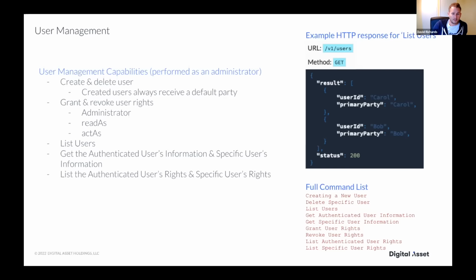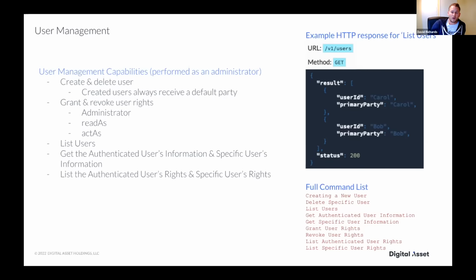Administrators of the participant can grant and revoke rights to users. Rights consist of one of three things, or all three. They can be made an administrator, so that user can then go on and change the rights of others, and they can have an act as and read as party assigned to them. Also, I believe there's a maximum of around 1,000 act as and read as parties, a 10-fold increase from the previous method.